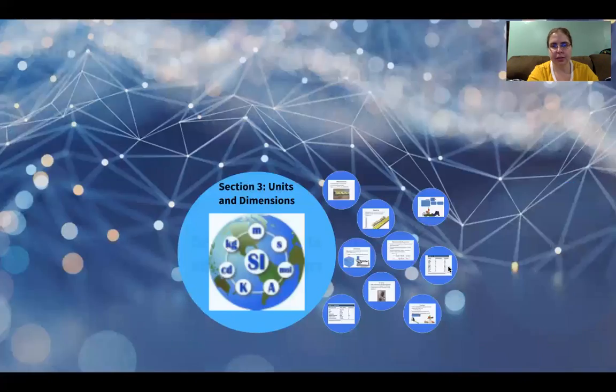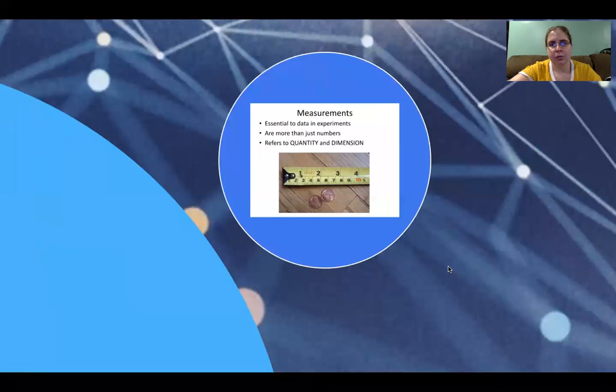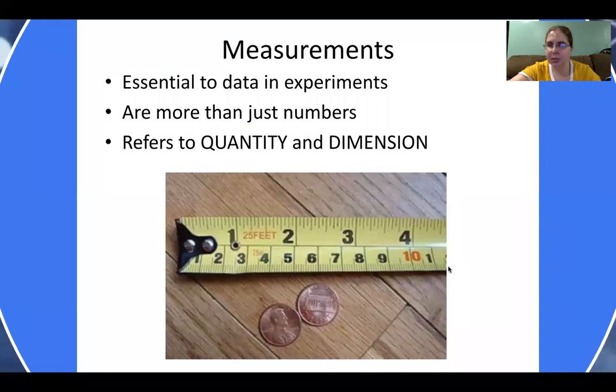All right, section 3, units and dimensions. The first thing we're going to talk about is measurements. Yes, we gotta measure things. It happens. Now, measurements are very much essential to data in our experiments because they help us to get an idea of more than just a number. It refers to different things. So even though we write them as numbers, there's so much more to it.